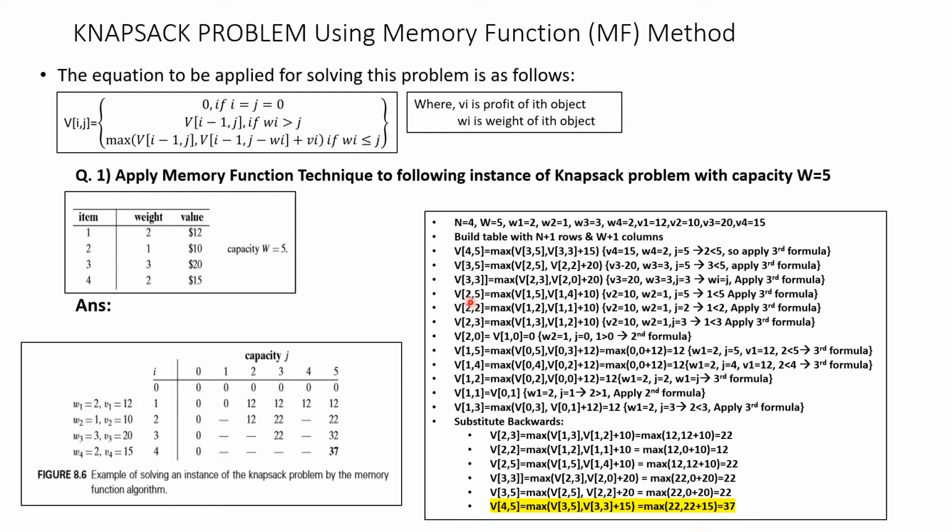You can easily understand I is 2. So here I is 2. I minus 1 means 2 minus 1 is 1 comma j. What is j? 5. So 1 comma 5 comma what is this? I minus 1, 2 minus 1, 1 comma j. What is j? 5. 5 minus what is w? W is 1, correct. So you will get the corresponding profit value.